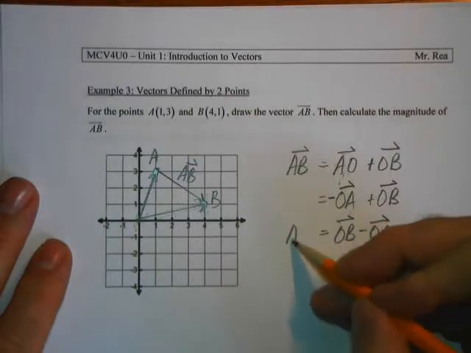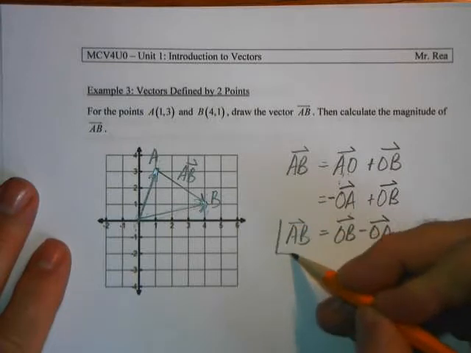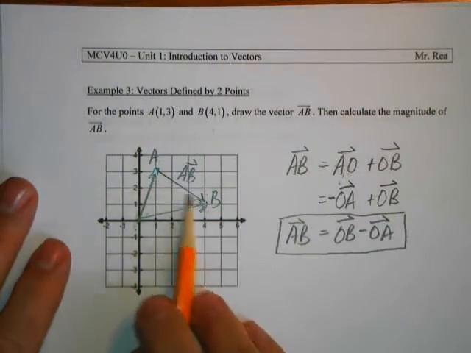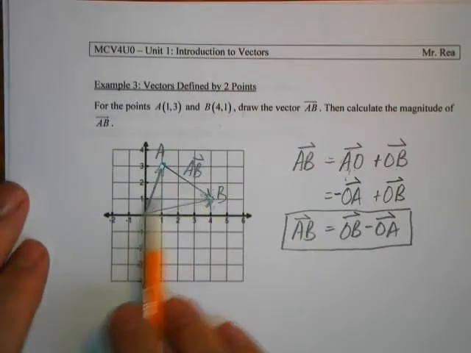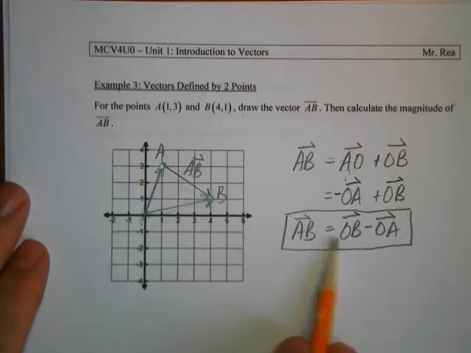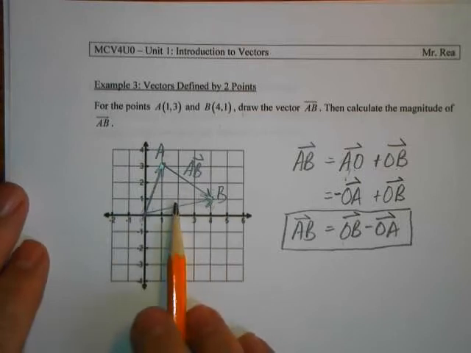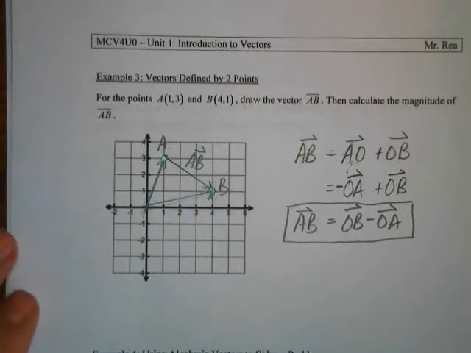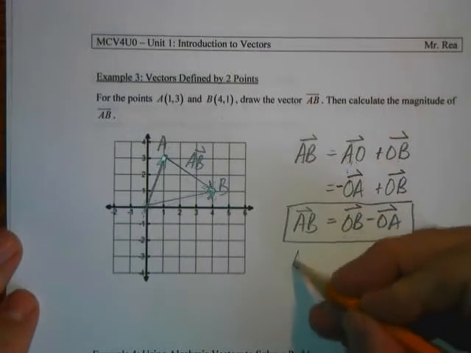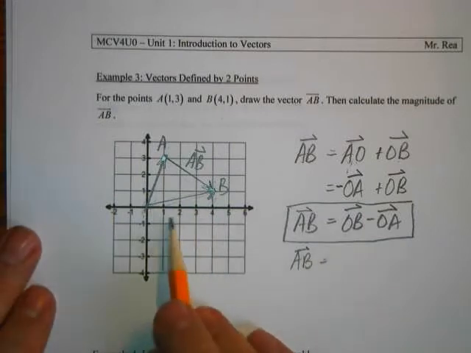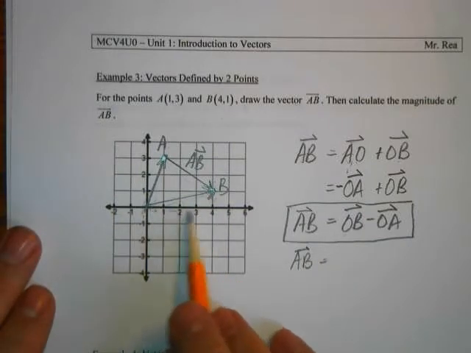And this is the important, you're going to be using this a lot. If you want to get the components of a vector between 2 points that don't include the origin, which is most of the time, this is going to be your formula. So the vector AB is the position vector OB minus the position vector OA. So let's try that out. So now we can actually plug these in. We know that OB, well, we didn't write this down yet, but OB is 4, 1.